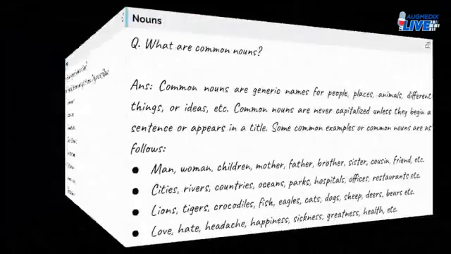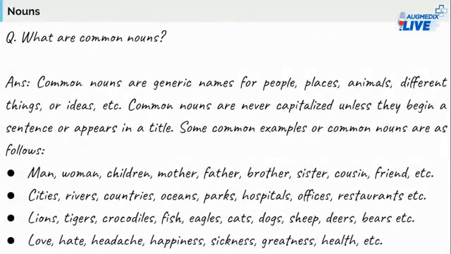So what are common nouns? Common nouns are generic names for people, places, animals, different things, or ideas, etc. Common nouns are never capitalized unless they begin a sentence or appear in a title. Some common examples of common nouns are man, woman, children, mother, father, brother, sister, cousin, friend.